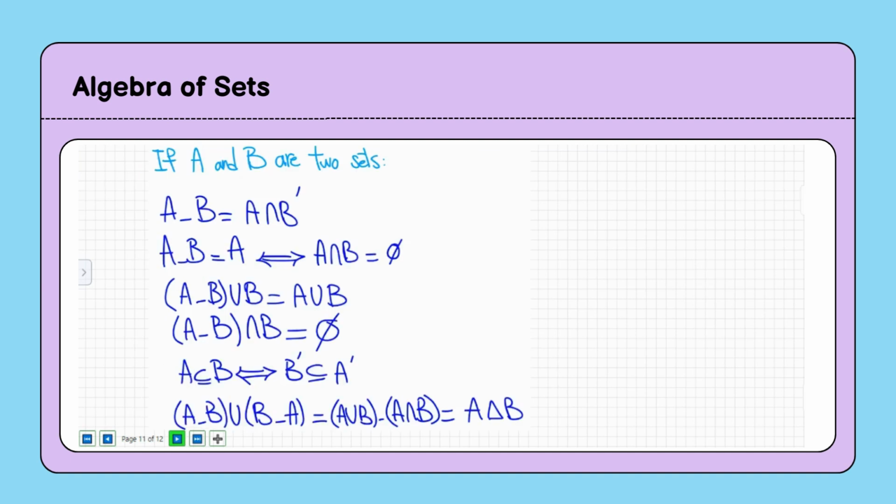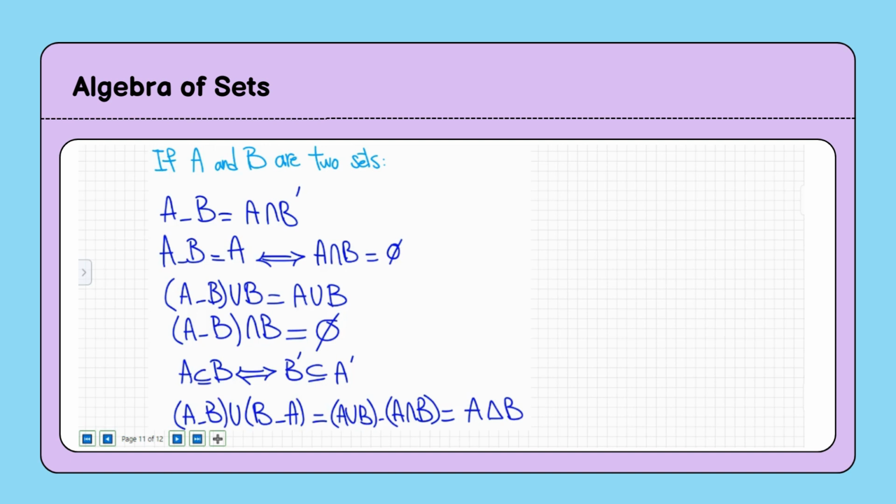Next, I have something interesting. So if A and B are two sets, you have these few very interesting, very cool things to know and remember, because we later can use them to prove different things.